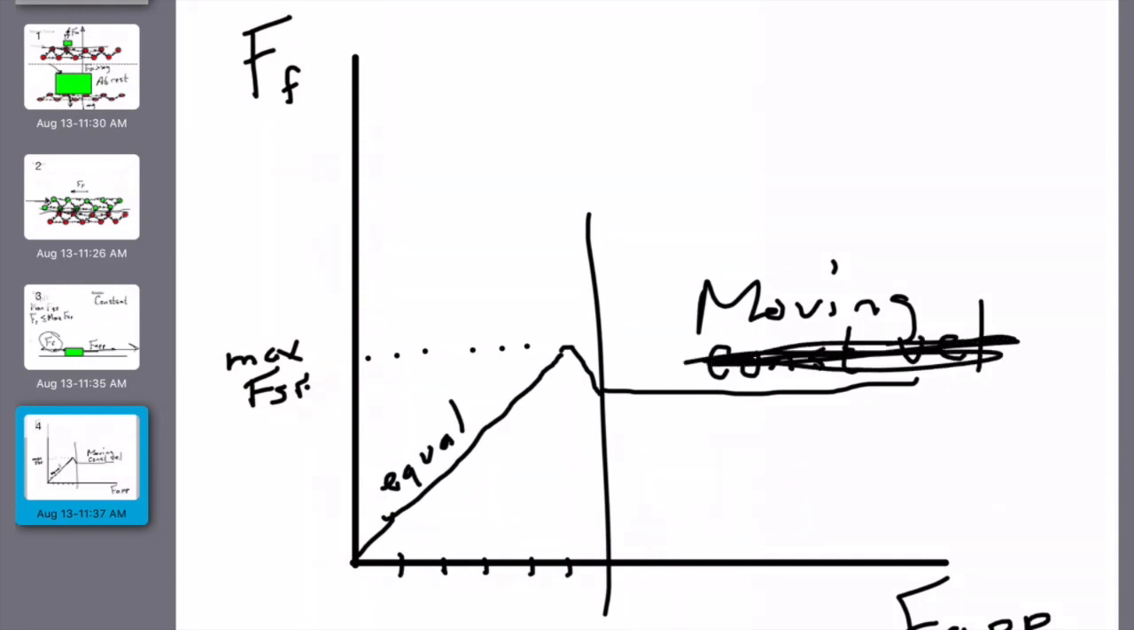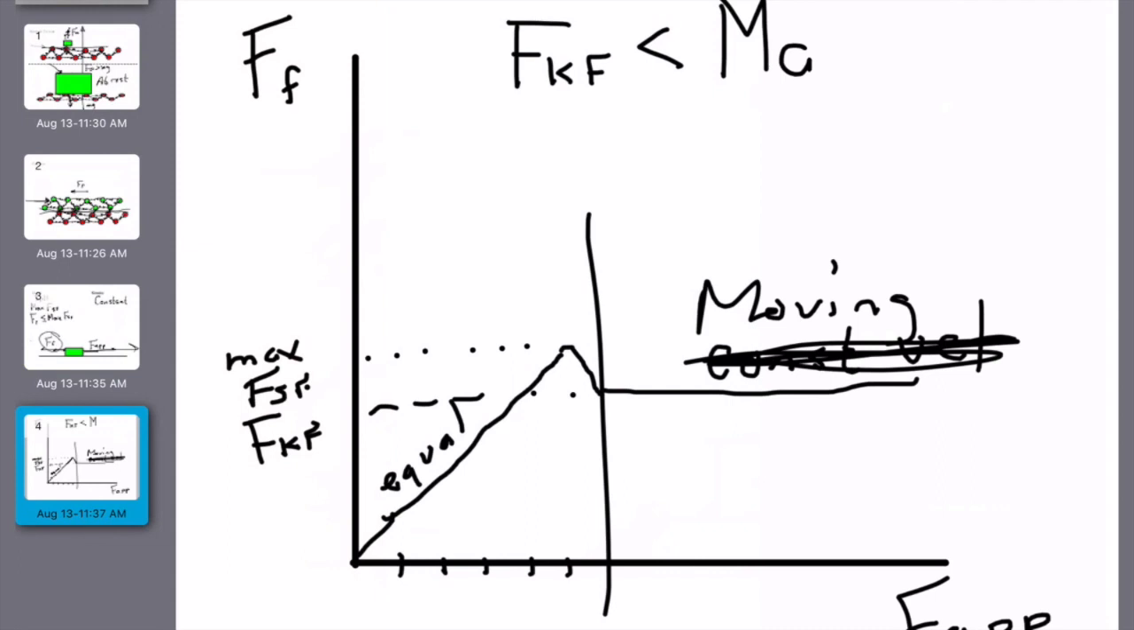I should just say if it's moving, no matter how much I increase the applied force, friction will always be this value, kinetic friction. So the force of kinetic friction is always less than the force of static friction, that max. Okay? So it's easier to move something, to keep it sliding, than it is to get it started.